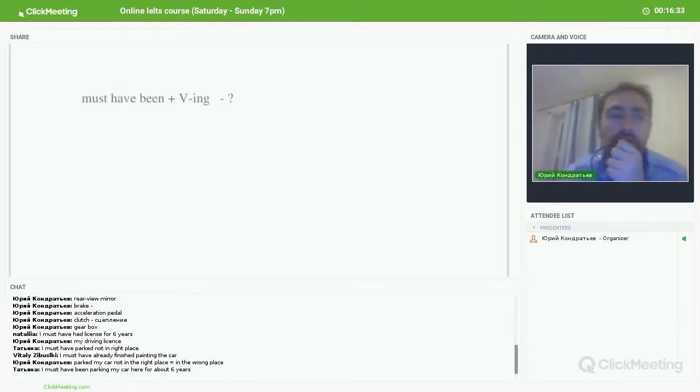Okay, must have been parking my car here for about 6 years, but you shouldn't say here, instead of here, because here it's where you're writing the letter now. So it should be in that place or in that spot, like this.